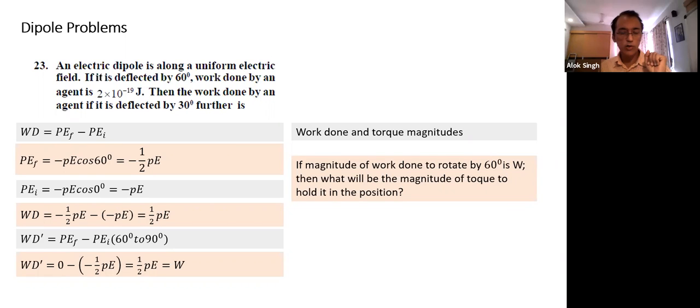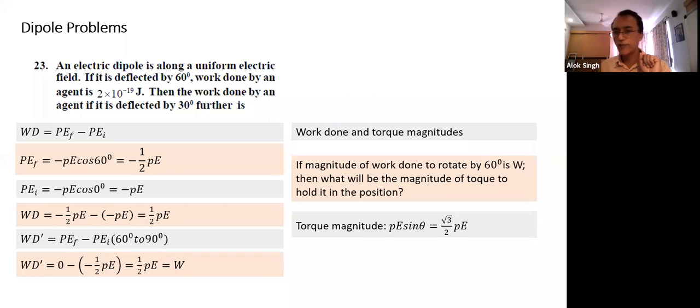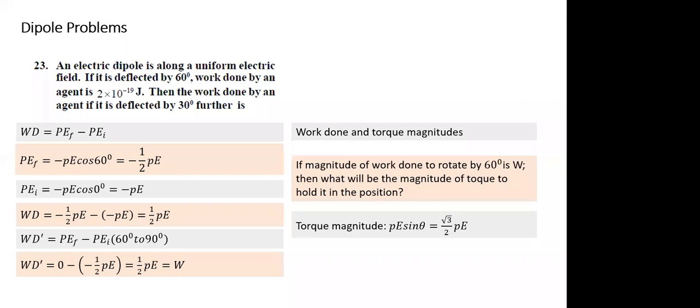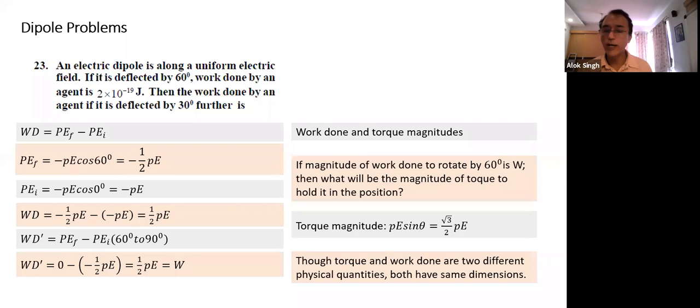So can we write torque also in terms of PE at 60 degrees? How do we calculate torque at 60 degrees? PE sin theta. So PE sin theta is root 3 by 2 PE. Can I write torque in terms of W now? Yes, sir. At 60 degrees, torque is equal to root 3 by 2 W.